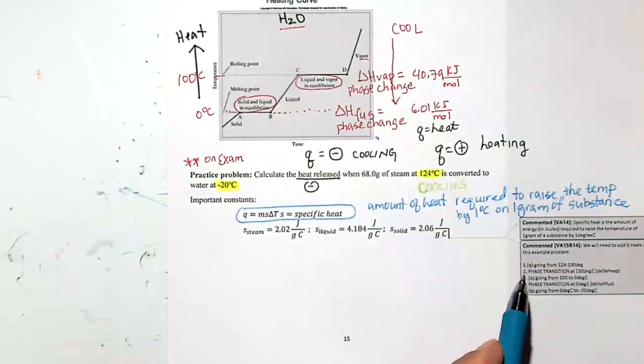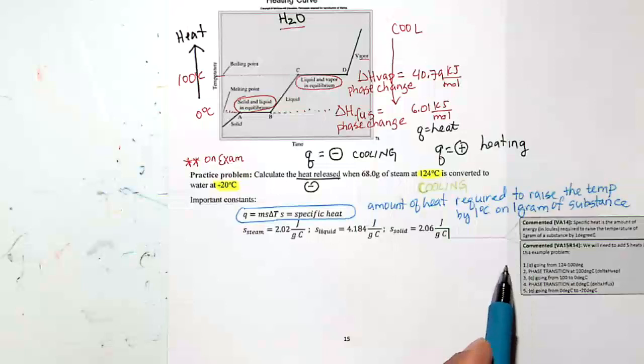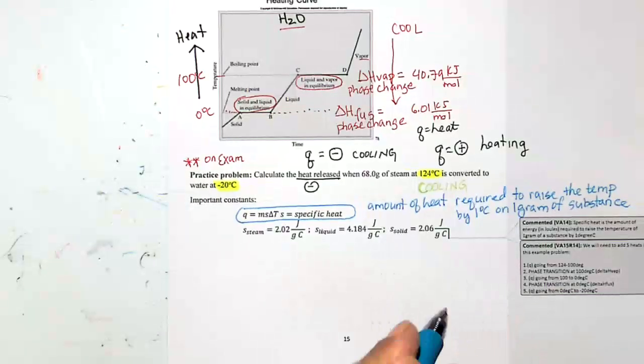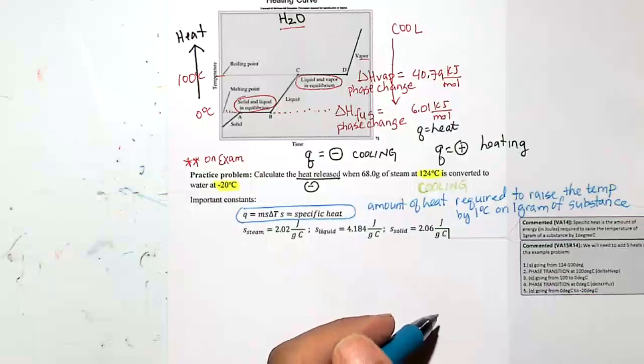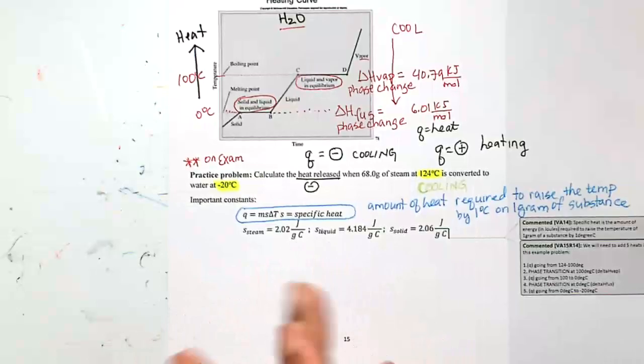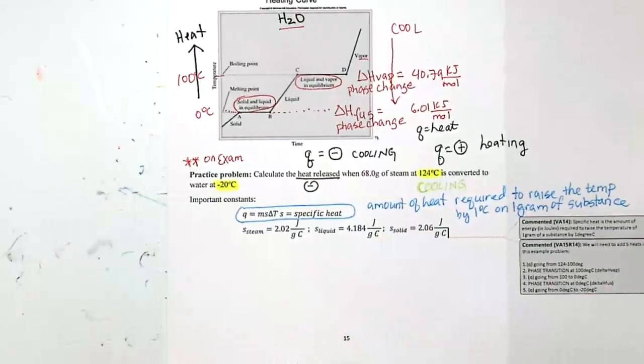So the amount of heat required to raise the temperature of 1 gram of a substance by 1 degree C. What's important for us is that this is a constant. It's a constant that will be given on the exam. We do not memorize any constants in this class.